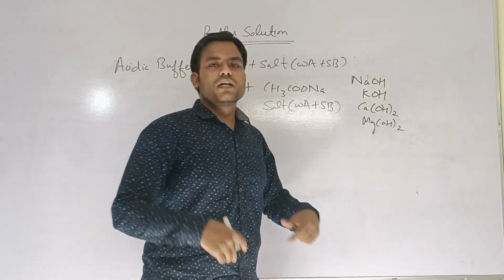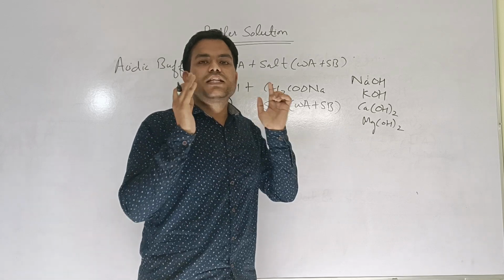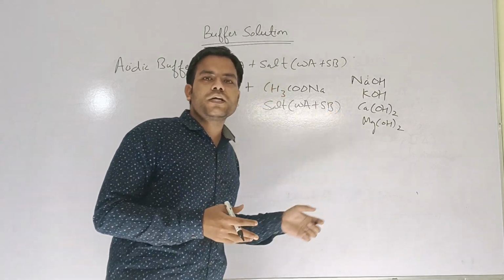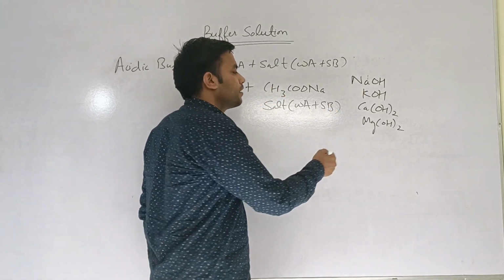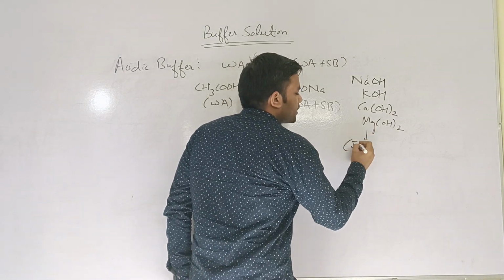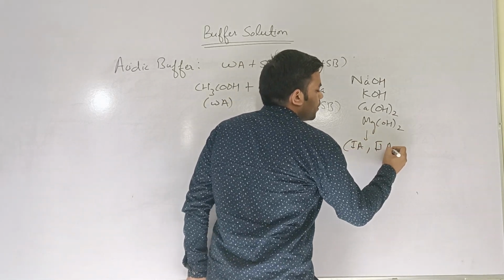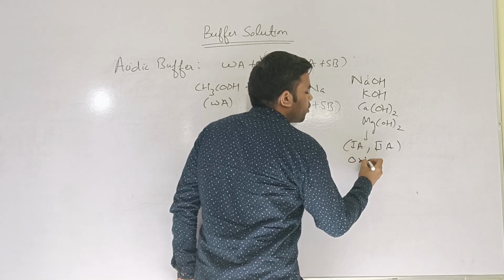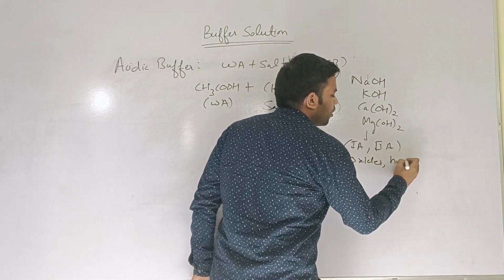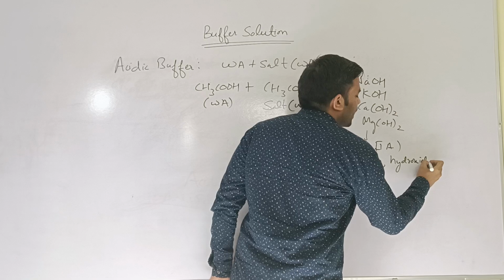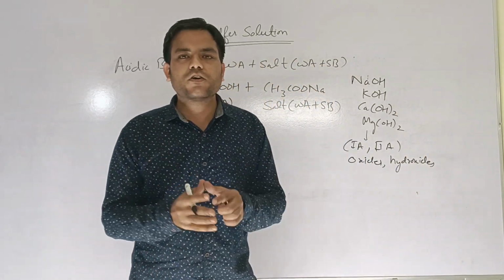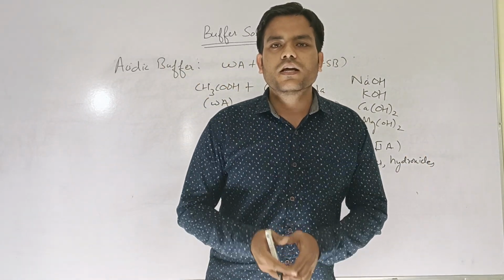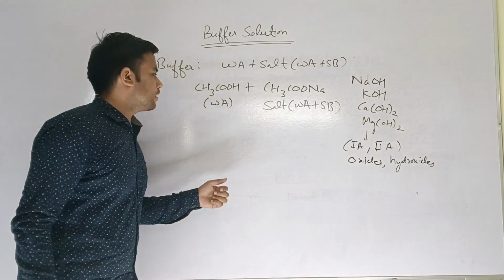Now how to identify whether something is a strong base or a weak base? For that we know that the oxides and hydroxides of the first and second A groups are strong bases. Is it clear? I hope it is clear.